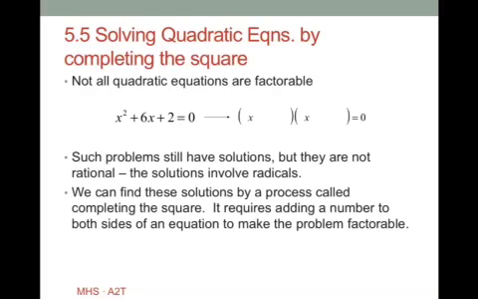So, not all quadratic equations are factorable. Take a look at this one right here. You look at it and you go, let's factor. What multiplies to 2 and adds to 6? Nothing comes to mind right away, does it? Such problems, they have solutions, but they might not be rational. That means they might be square roots. So we've got to figure out. We can still find them, but we can't find them just by factoring. We've got to do another technique. So we're going to use completing the square.